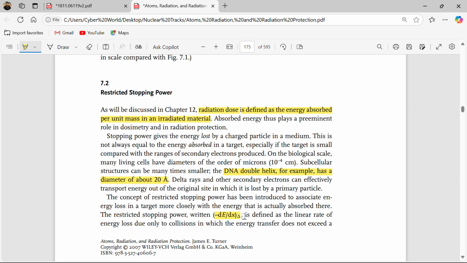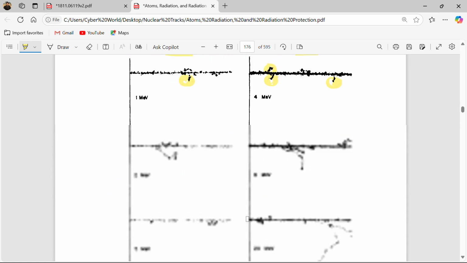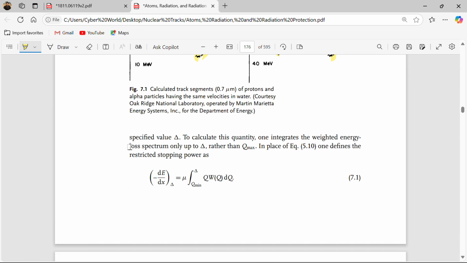So we can define the restricted stopping power as a linear rate of energy loss. Because there is a linear rate of energy loss, we can say that this is restricted. If there is no linear rate of energy loss, then this is some other stopping power. For the case of restricted energy loss, the energy loss should be linear, only for the collisions in which the energy transfer does not exceed a specified value of delta.